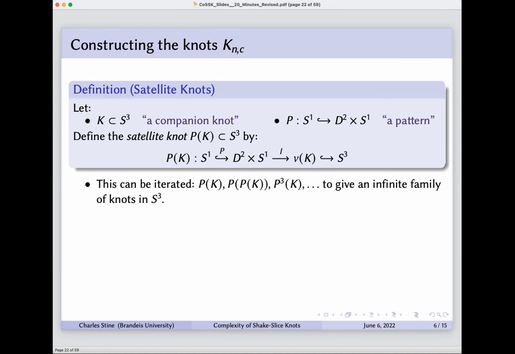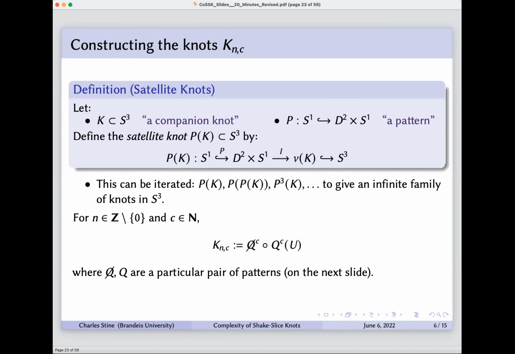Computing P of K, P of P of K, P cubed of K, etc., gives an infinite family of knots in S3. So with this concept of iterated satellite constructions, we can define the knots K_{N,C}. You choose your framing N and your target complexity C. And then there is a pair of patterns Q slash and Q for which you can form this 2C-fold composition, which I claim is N-shaped slice and has the appropriate complexity.